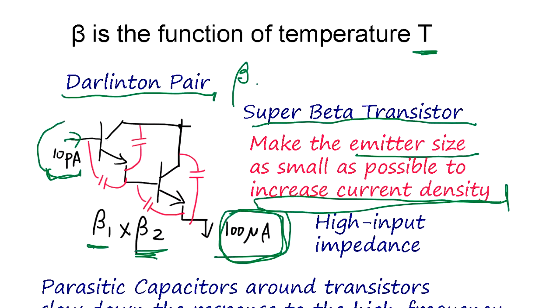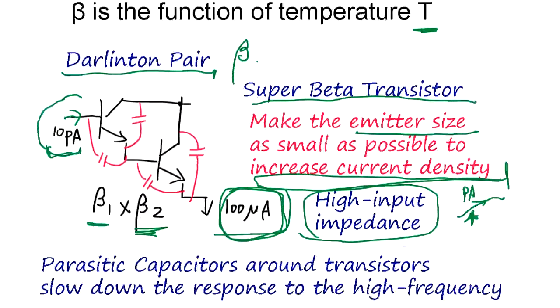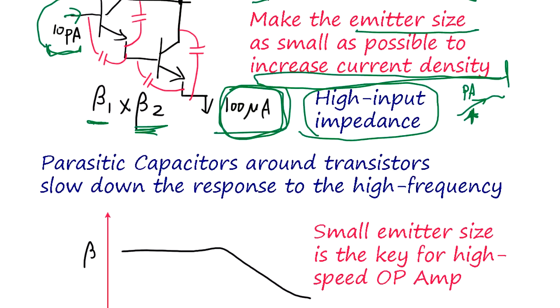10 picoamp is really small, and any wire-induced current from the microwave can be at the picoamp level. So this also provides a relatively high input impedance, so the input current does not get lost.